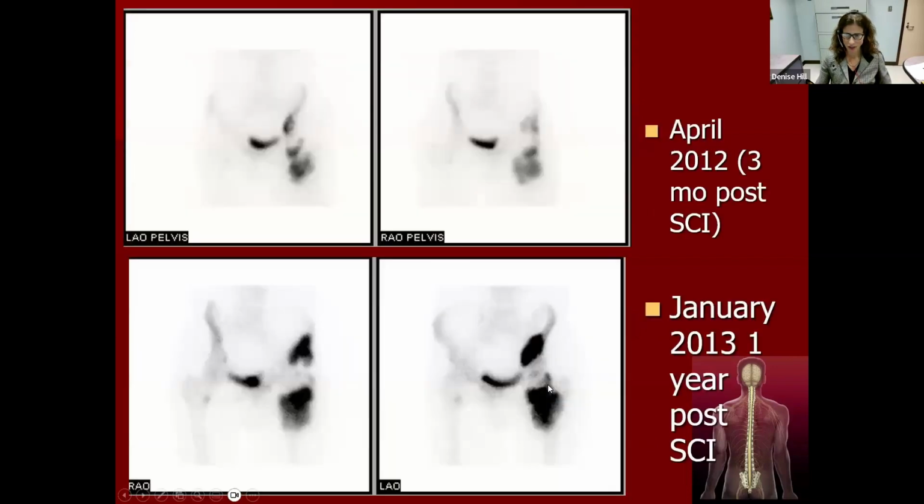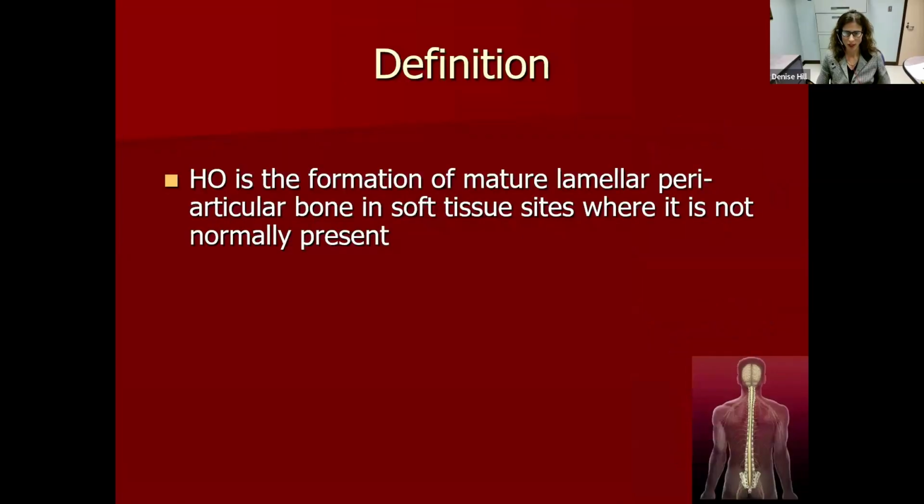And I have some imaging from him. This is initially April 2012, 3 months post-injury. And then here is what it looks like, even despite his etidronate. So not sure if the etidronate really made any difference. And I can't remember if he felt that it did, which is part of the problem with this condition as well, that it's hard to treat.